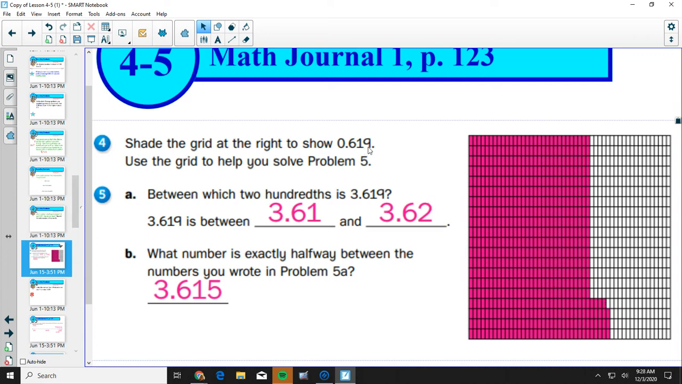9 thousandths shaded in. So we want to decide what 2 hundredths 3 and 619 thousandths is between. And we see here we have 619 thousandths, which is almost, we only need 1 little thousandth, that right there, to shade in, and it would be 3.62. So we see that it's between 3 and 61 hundredths and 3 and 62 hundredths. What number would be exactly halfway between these two? It would be 3 and 615, because remember that 5 is the halfway mark.